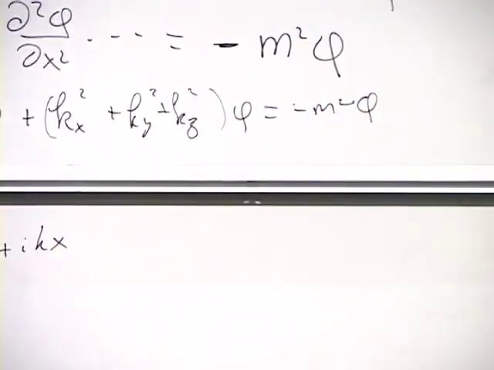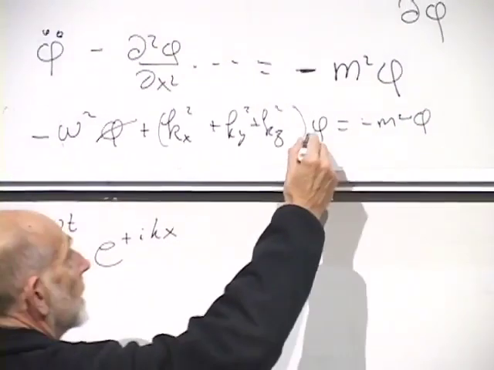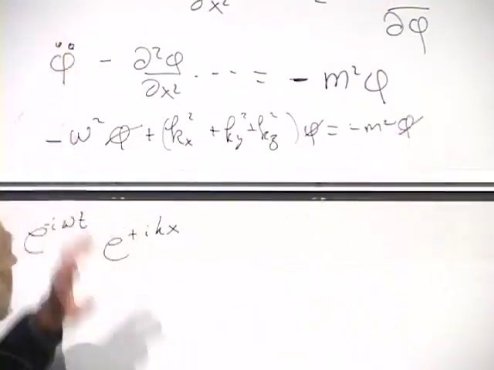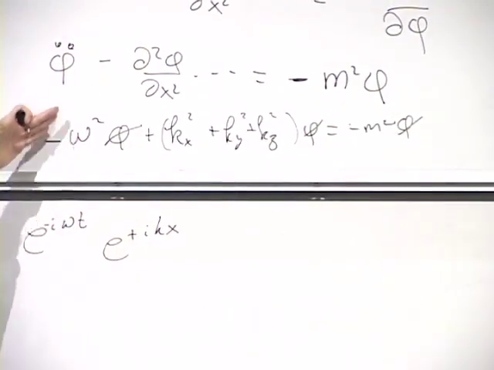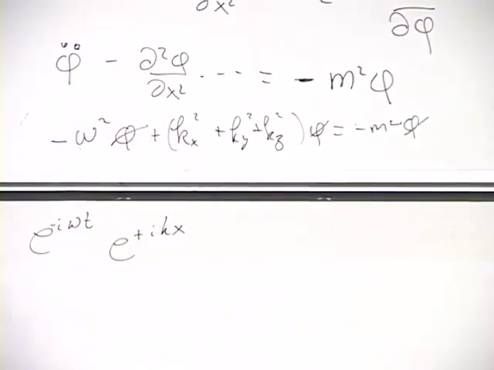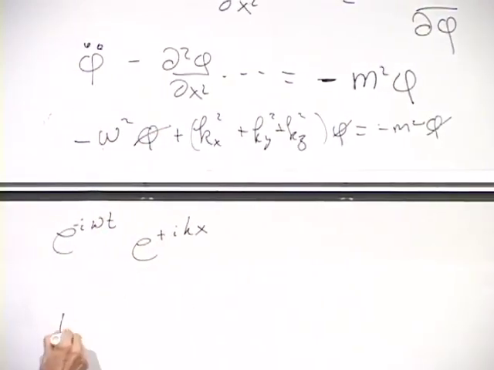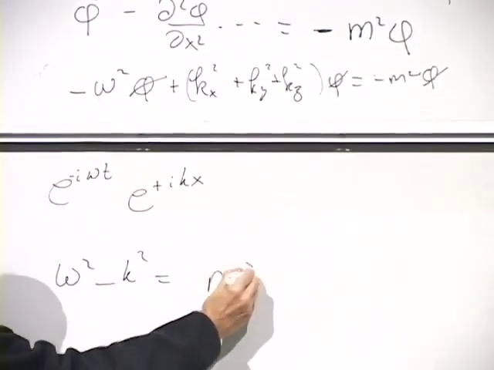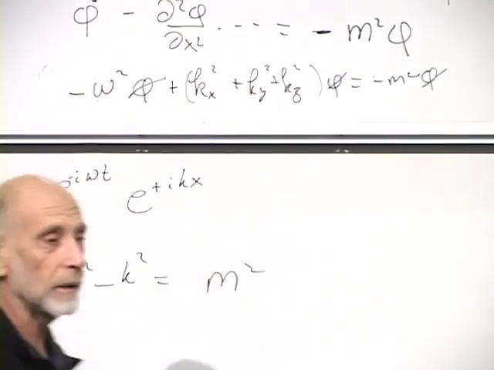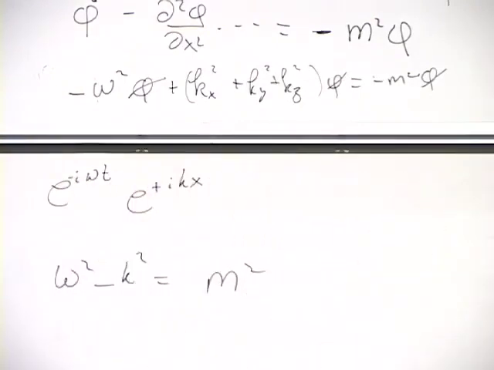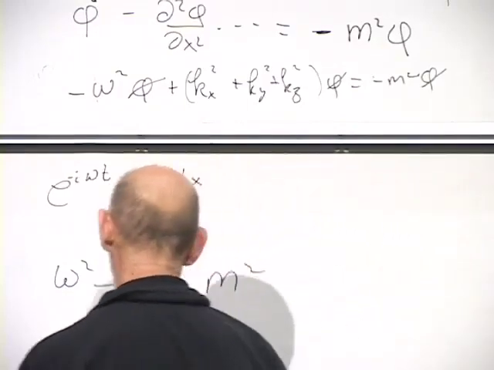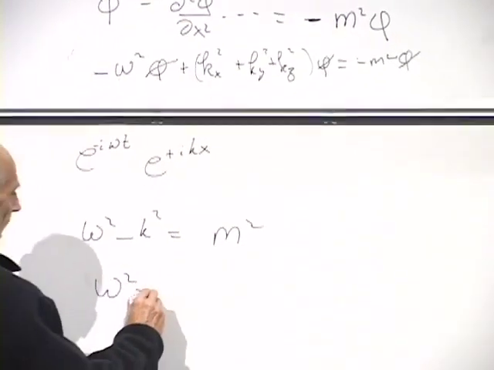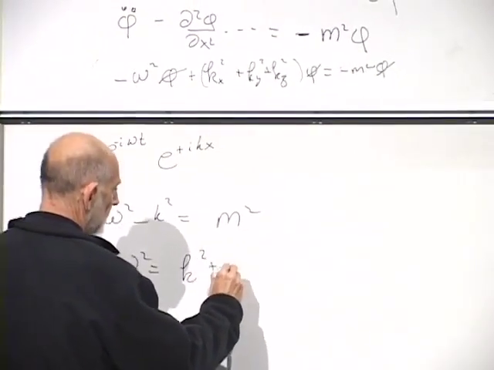We can just cross off the phi here, cancel it out. And what this wave equation tells us is just a relationship between omega and k squared. It tells us that omega squared minus k squared is equal to m squared. That's really the whole content of the wave equation. For a wave moving down a particular axis, omega squared is equal to k squared plus m squared.